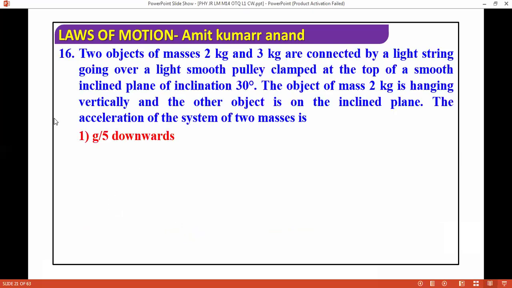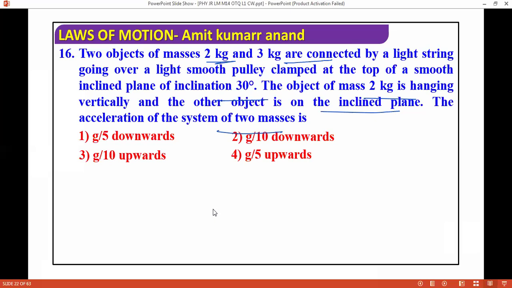Two objects of mass 2 kg and 3 kg are connected by a light string going over a light pulley clamped on the top of an inclined plane. In a study, the object of mass 2 kg is hanging vertically and the other object is on the inclined plane. The question asks for the acceleration of the system of the two masses. Again, this question is easy. You can just create the equations and solve it easily.